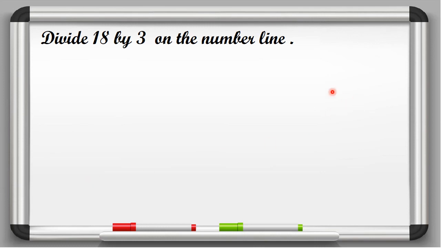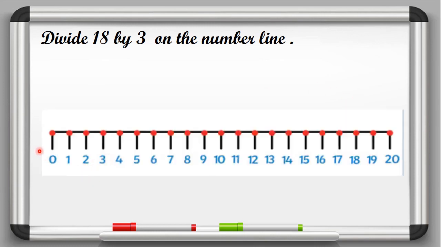Okay, so here we have a number line and we have numbers from 0 to 20 on this number line. So our first number given is 18. So first of all we have to jump from 0 to 18 like this. 0 से हमने 18 पे jump करना है. Now we have to divide 18 by 3. ठीक है, हमने 18 को 3 से divide करना है.